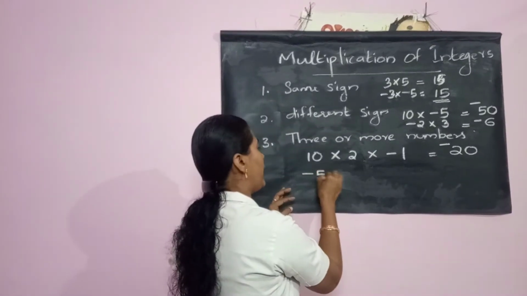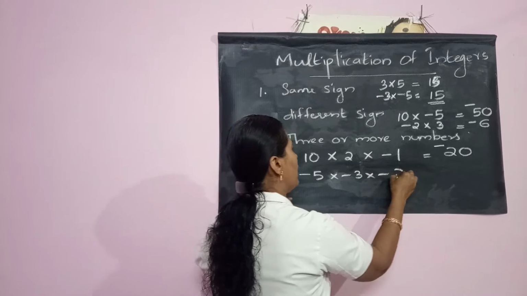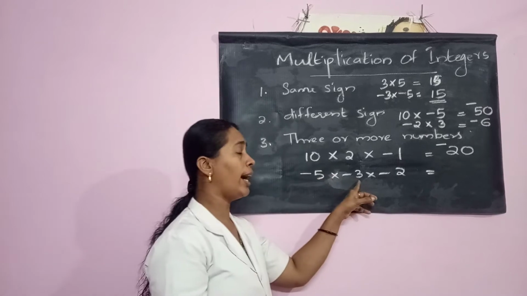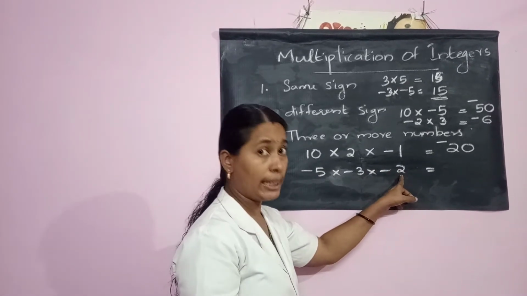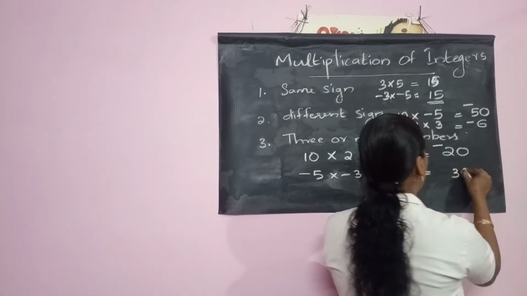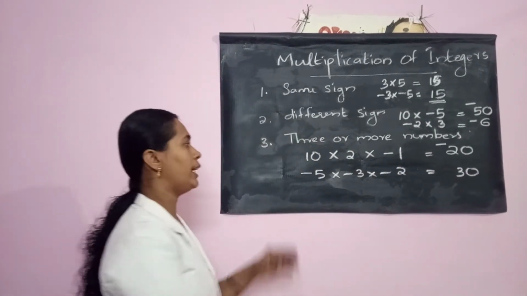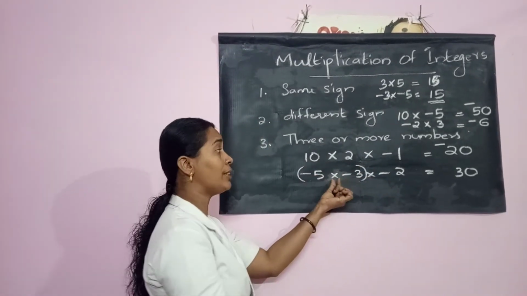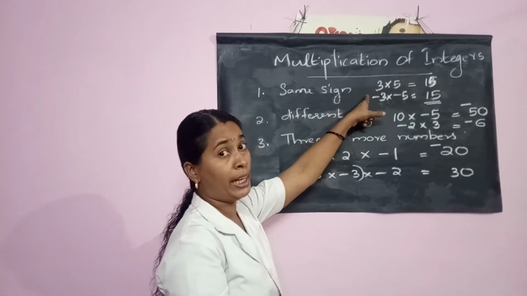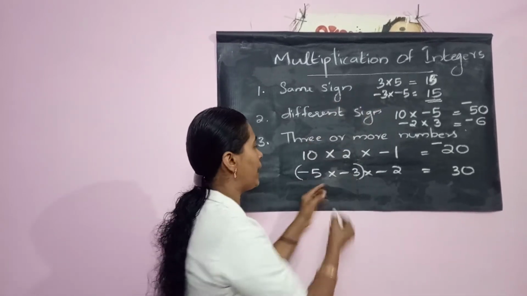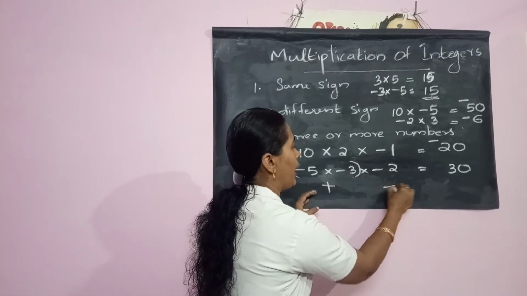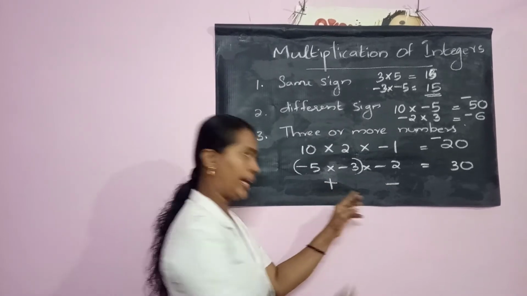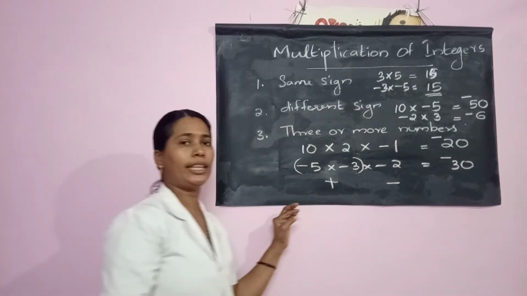Suppose you take 3 negative numbers. What do you want to do first? First you multiply the numbers only. 5 3s are 15. 15 into 2, 30. 30 is coming. Now think about the sign. When you consider two negative signs like this, two numbers of the same sign, our result will be positive, we studied. And this becomes positive and this becomes negative. Different signs are there. So what will be their product? Negative. So the answer is negative 30.